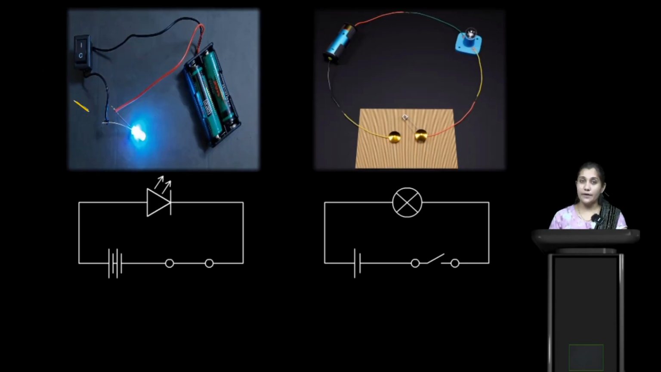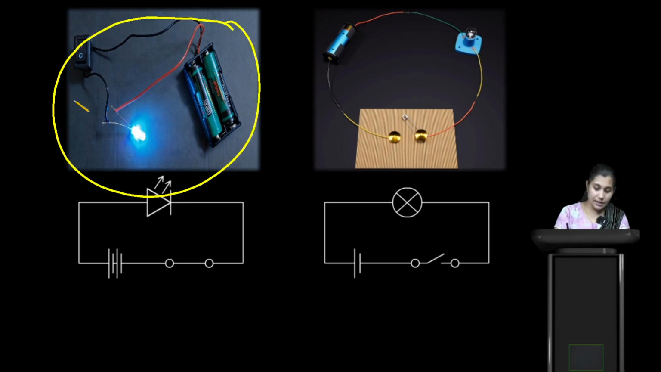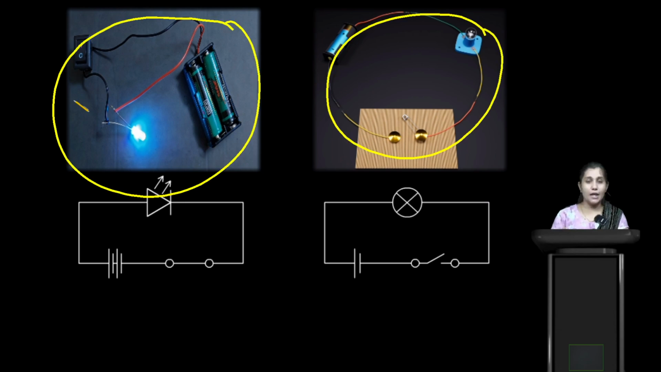See, so here we have seen the two circuits and we have drawn these two circuits in our note copy, isn't it? So this circuit looks like this and this circuit looks like this. Now, children, can you find any difference between these two circuits? Just observe it carefully.